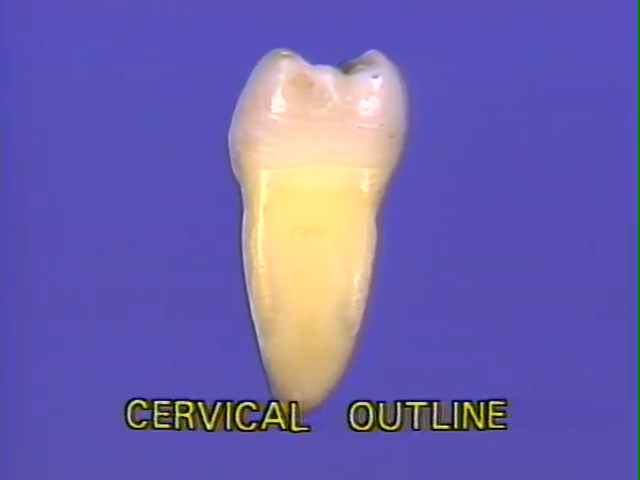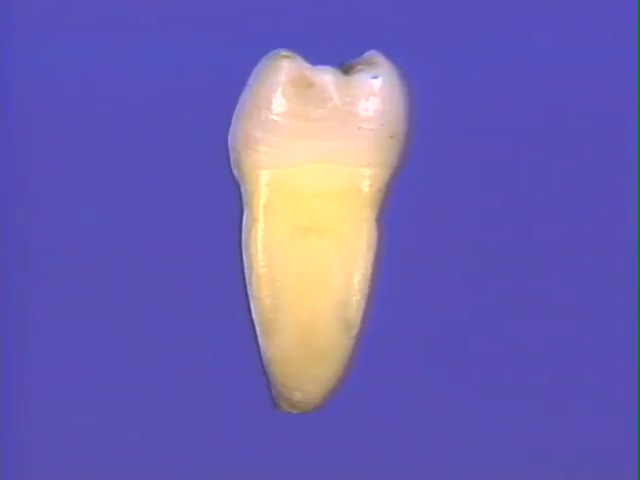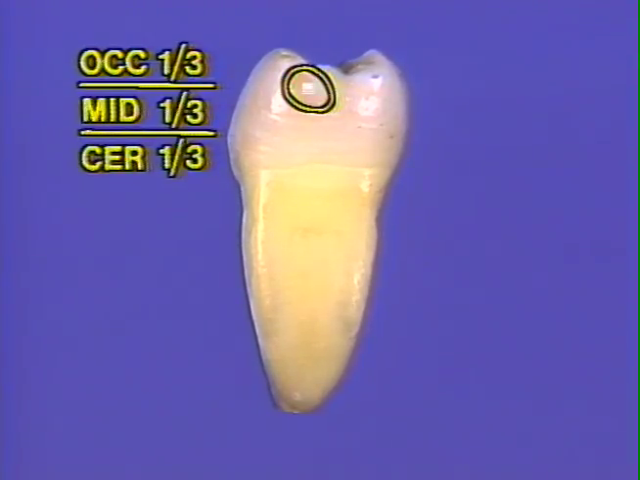The cervical outline. The cervical line may be either relatively straight or slightly curved occlusally, but is usually located at a more occlusal level toward the lingual side. The contact area is round to slightly ovoid in shape and located at the junction of the middle and occlusal thirds, slightly to the buccal.